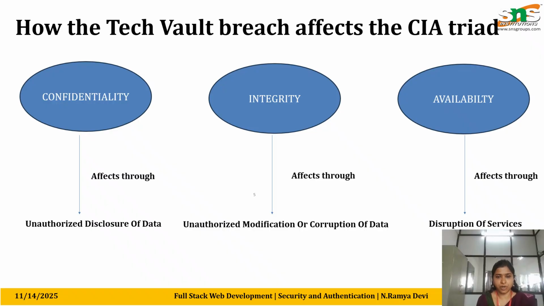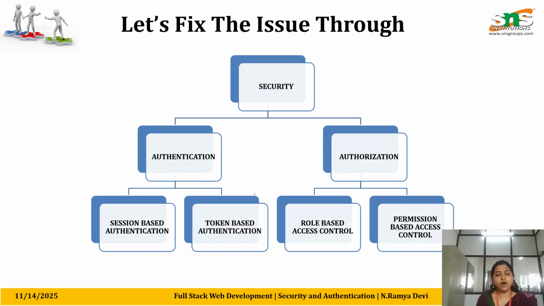Because of these problems, the TechWalk breach affects the CIA triad, which is confidentiality through unauthorized access, integrity through unauthorized modification or corruption of data, and availability through disruption of services. So, how do we fix this problem?